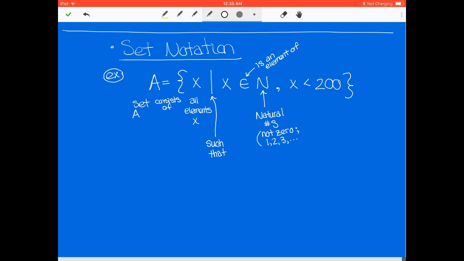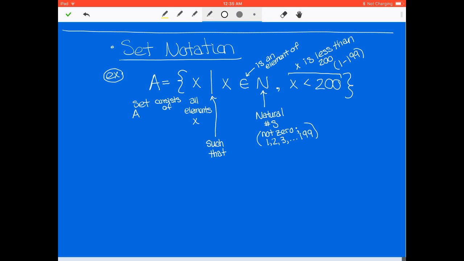So remember, we have whole numbers, not 0. 1, 2, 3, but x is less than 200. So the whole number that is below 200 is 199. So that's what this is all meaning. And then this part right here, as I just stated, is x is less than 200. Or we can also say between 1 and 199.